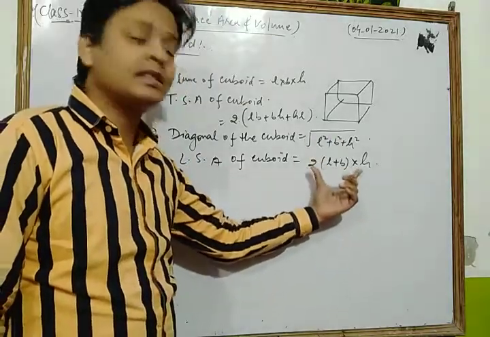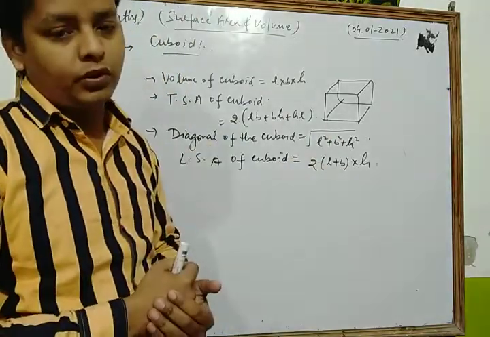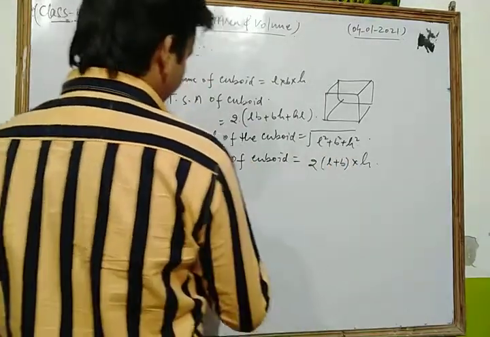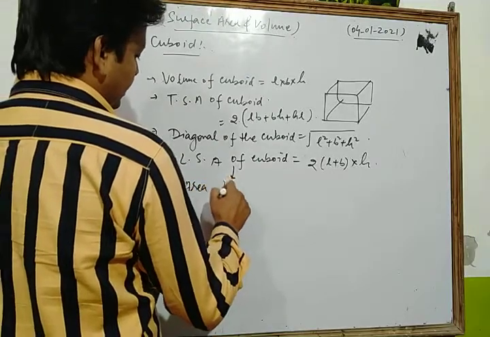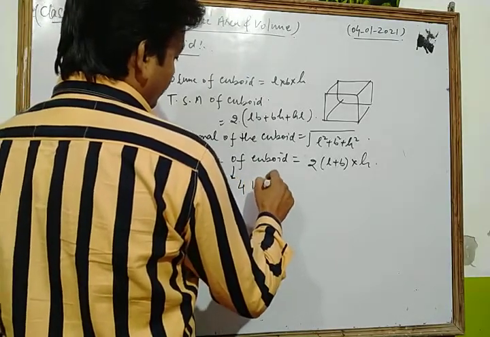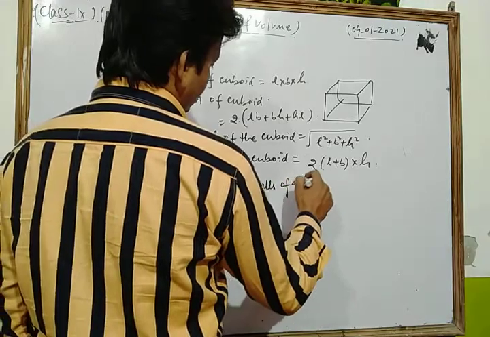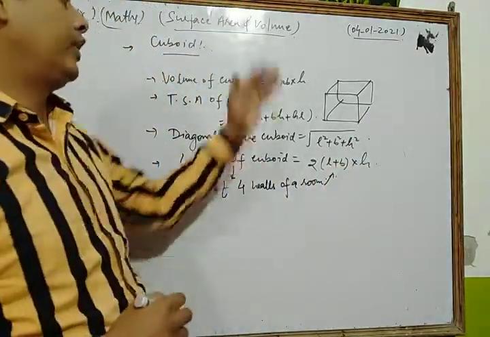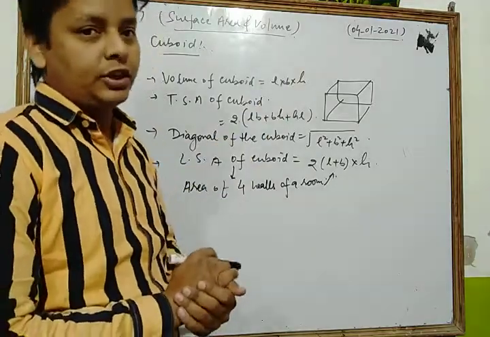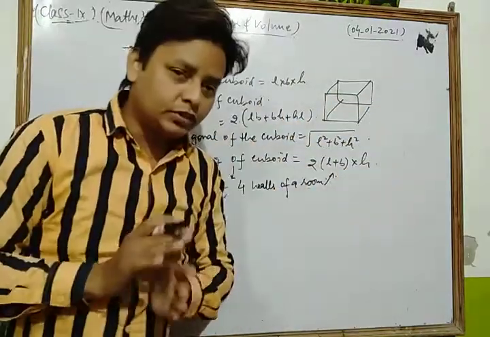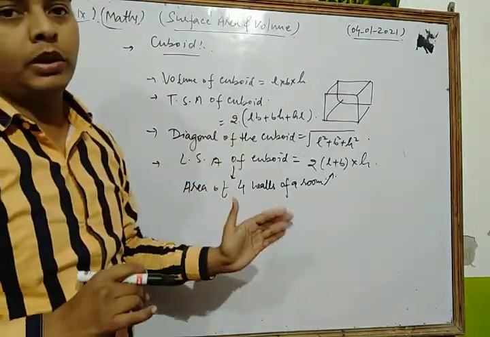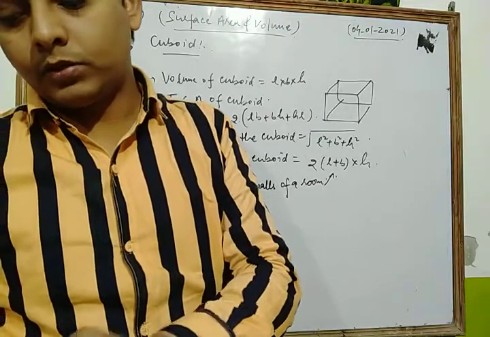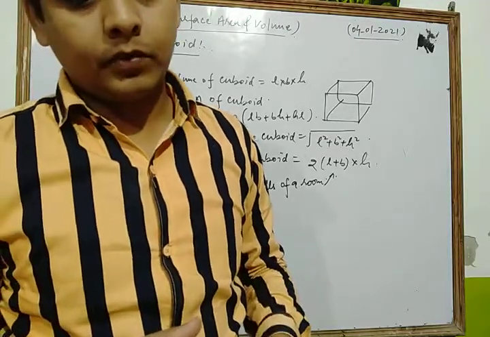This is also known as the area of four walls of a room. Okay, this formula is also known as the area of four walls of a room. So these are the very important formulas related to the topic cuboid. Please learn all the formulas and solve questions based on them. Now, dear students, we will solve some important questions based on that.